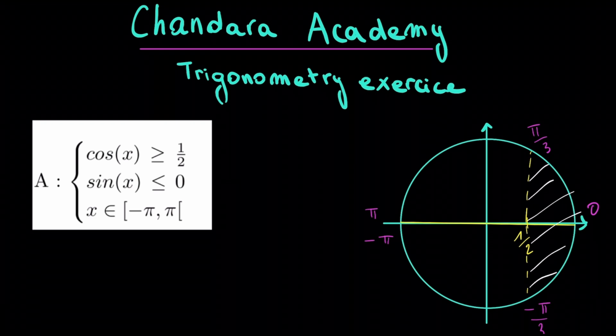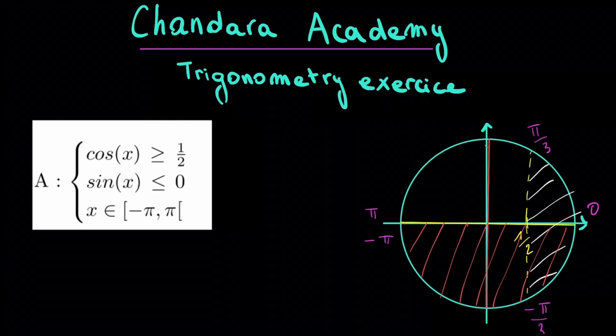The second one, sinus x has to be less or equal to 0. So we read the sinus on this axis, and for it to be less than 0, it should be in this zone, in the red zone. Now we want to fulfill both inequations at the same time. So it means that we have to be in the white zone and in the red zone at the same time. So it will be in this zone over here.